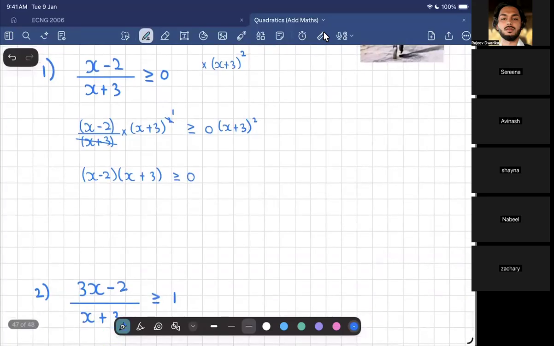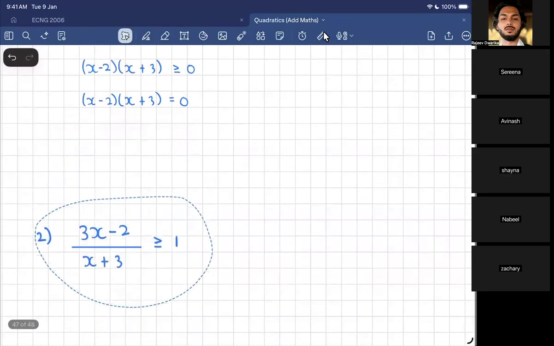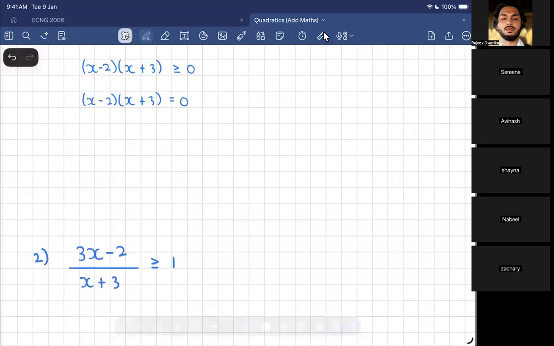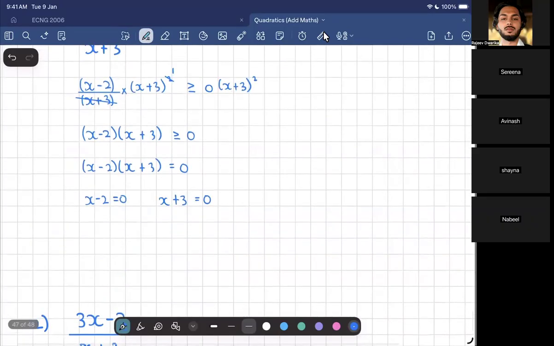What about the next line? Now you put each bracket equal to 0, so x minus 2 equals 0. Wait there, a step I like to put before I do that. I like to put the entire thing equal to 0 to show that we find any roots. So I'll put this equal to 0, right? And in the next line, you would say x minus 2 is equal to 0, and then you would say x plus 3 is equal to 0.